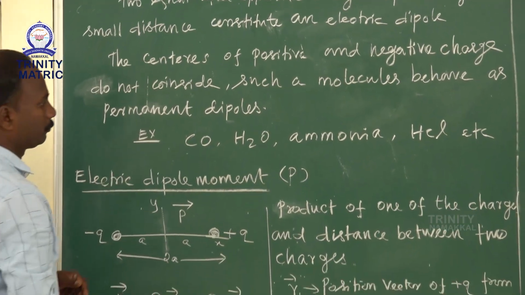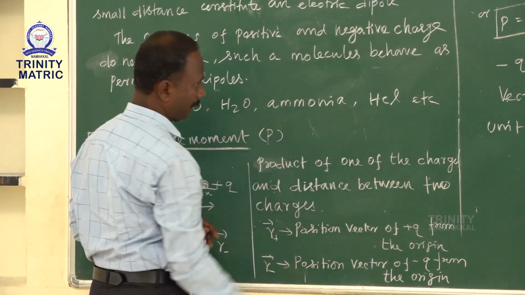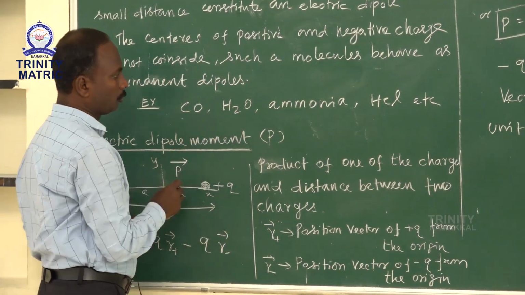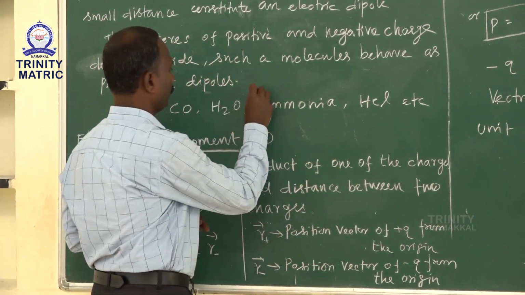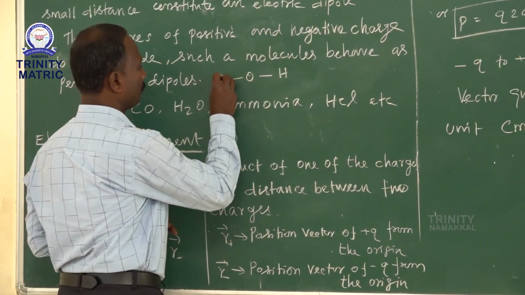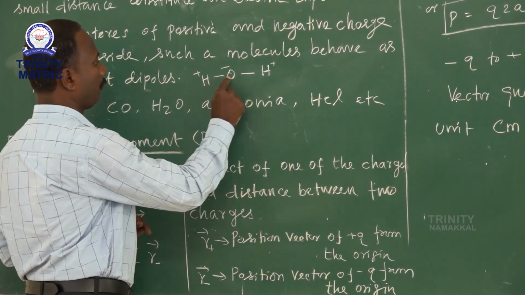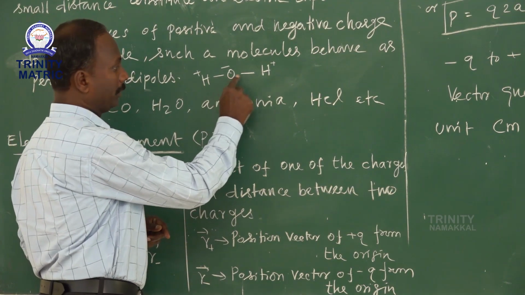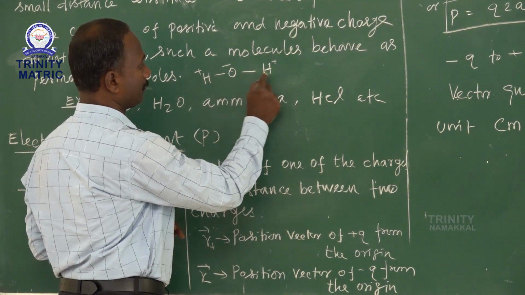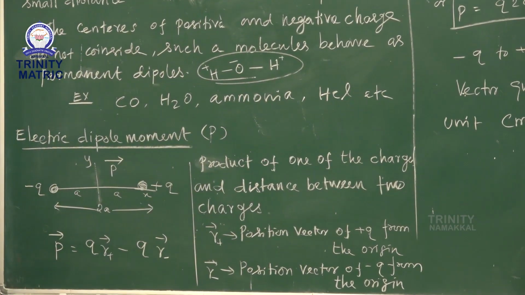So for example, carbon monoxide, H2O, ammonia, HCl, all are dipole molecules. For H2O, we form H-O-H. Here H has a positive charge and oxygen has a negative charge. So the dipole forms between the hydrogen and oxygen. Here another dipole forms, minus and plus, that is oxygen and hydrogen. So the water molecule acts as a dipole.